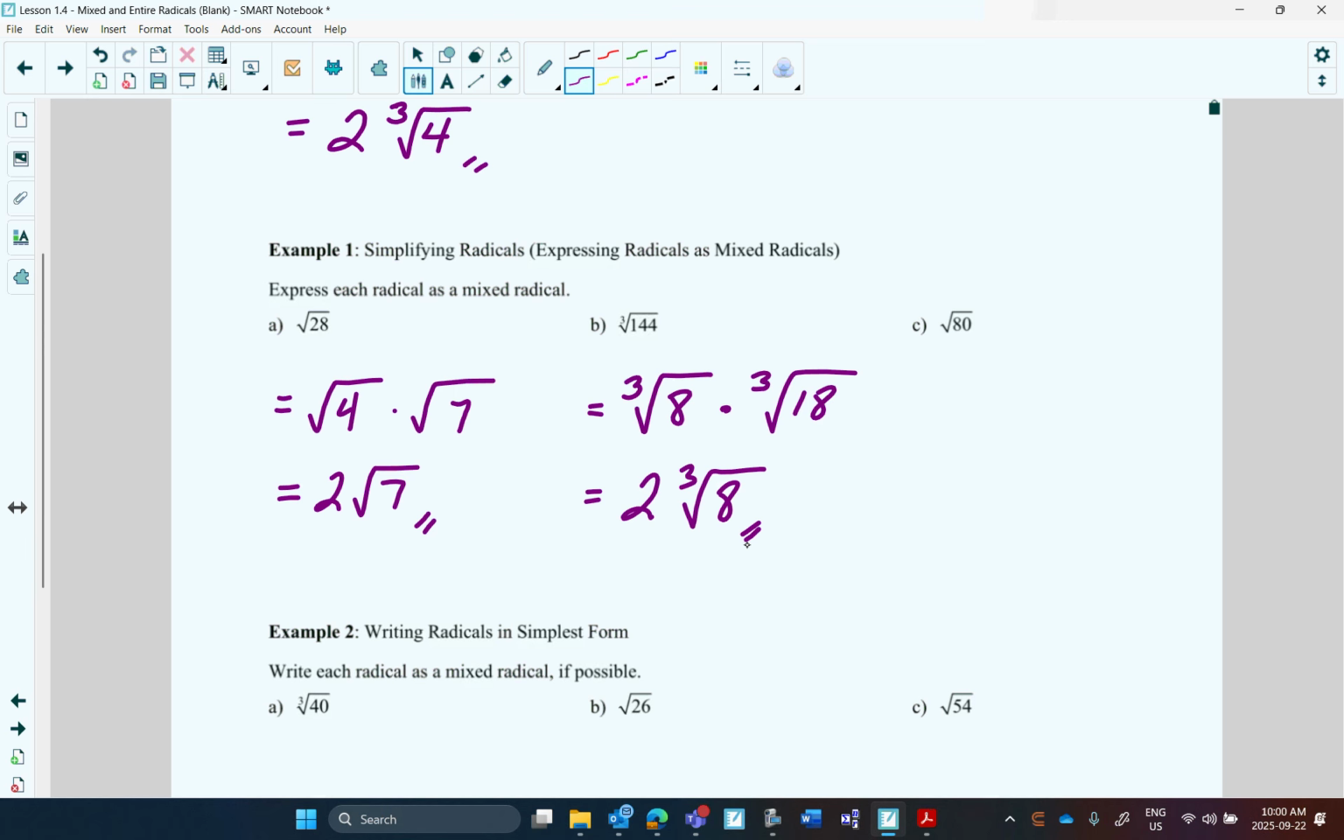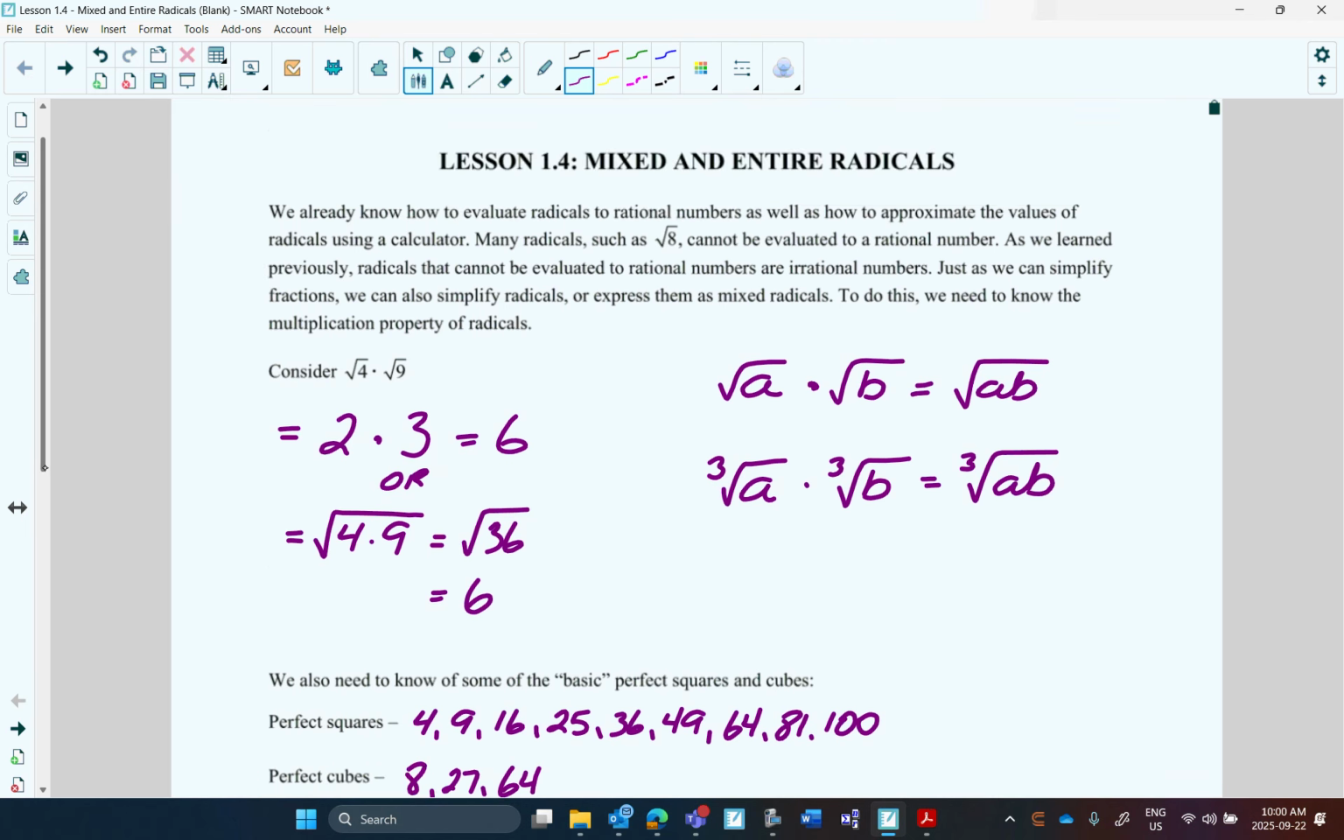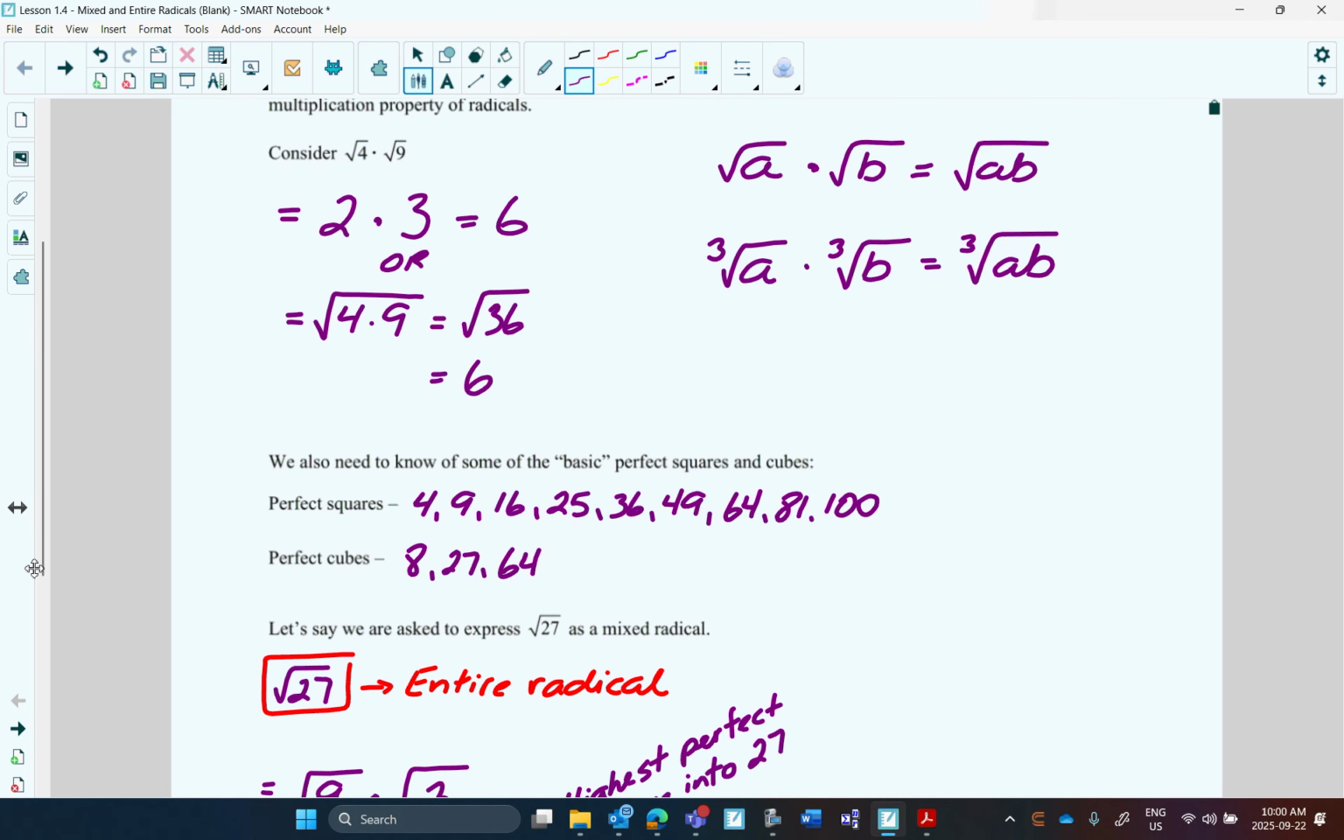One thing you've got to be careful with: sometimes more than one perfect square goes into it. You need to find the highest. Like this one. If I go back to my perfect squares, it should hopefully be pretty obvious to you that 4 goes into 80. But is there a higher one? 16. You need to find the highest.